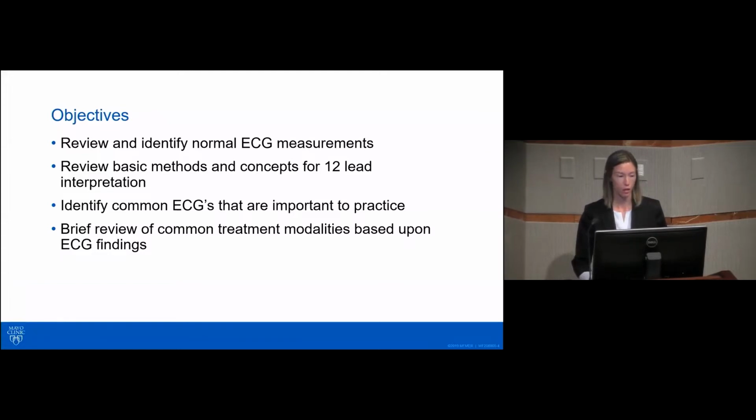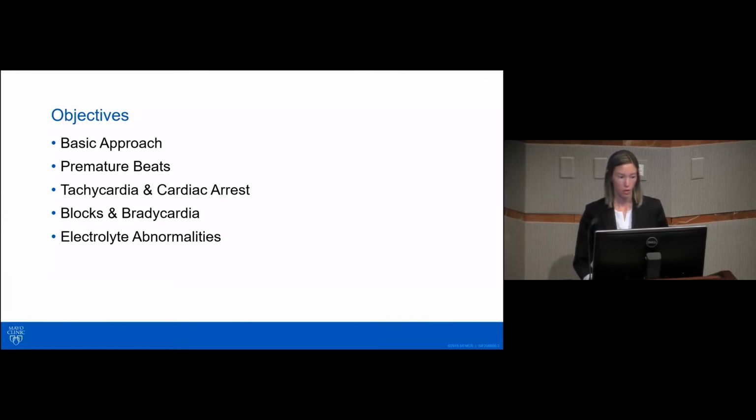Objectives for today's talk. We're going to review and identify normal ECG measurements, go over the basic methods and concepts for interpretation of the 12 lead, identify common ECGs that are important to practice, and go over a brief review of common treatment modalities based upon ECG findings. We're going to start with the basic approach, and then we're going to move on to conduction system, touching on premature beats, tachycardias, cardiac arrest, blocks, bradycardias, and then electrolyte abnormalities.